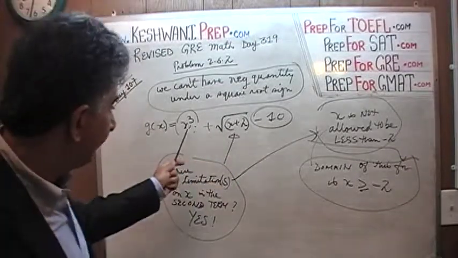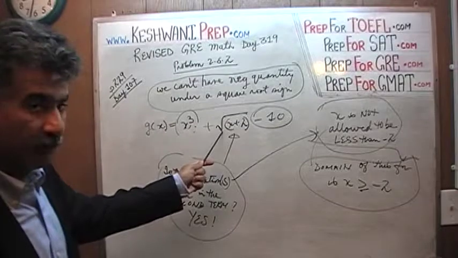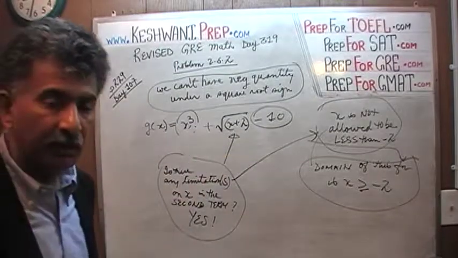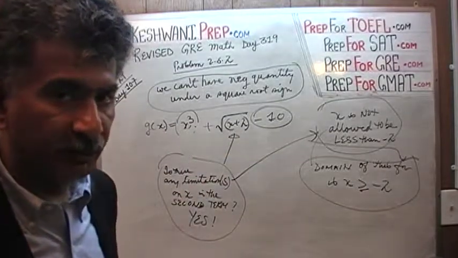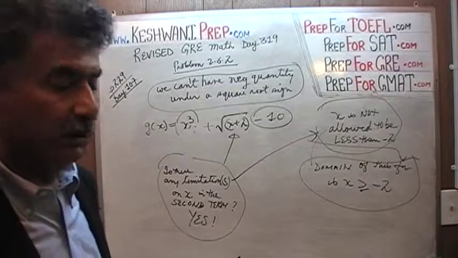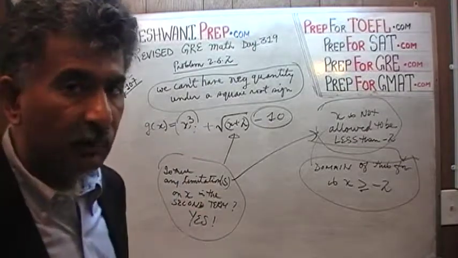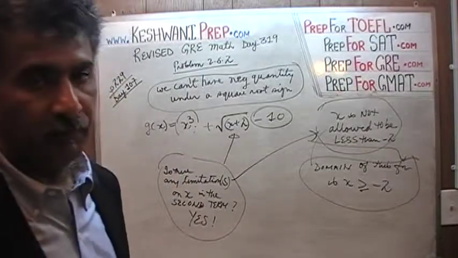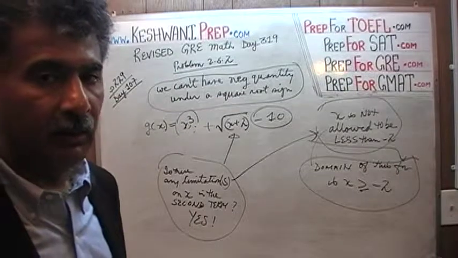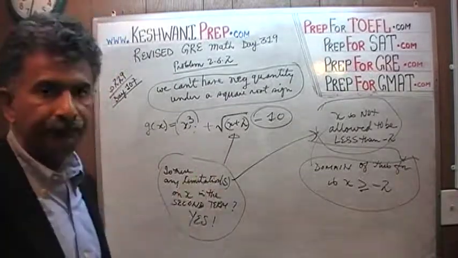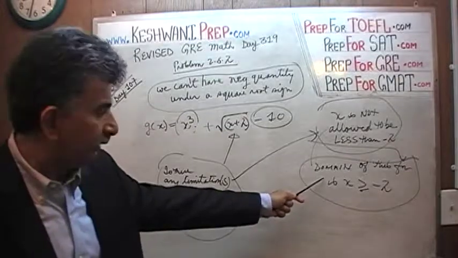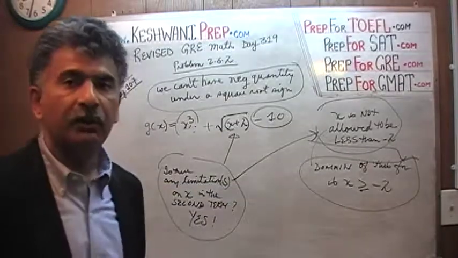So here, even though we have three terms, x cubed, the square root of x plus 2, and a negative 10, only one term actually plays any role in determining the domain of the function, which is this term right here. So the domain of this function is, again, x has to be greater than or equal to negative 2.